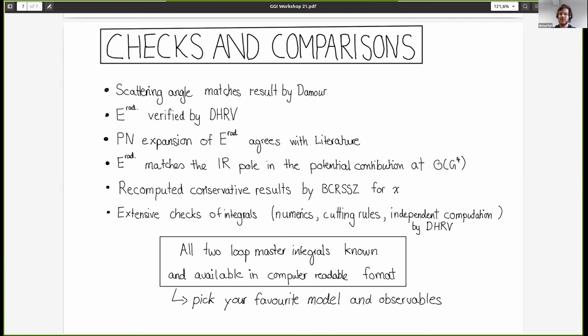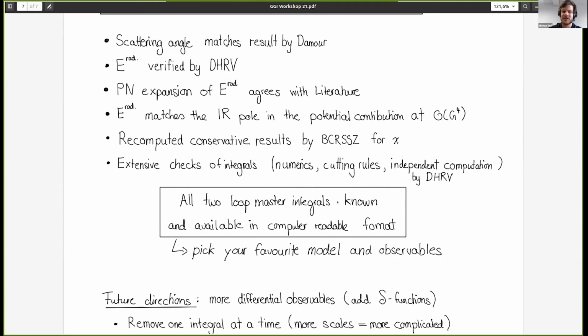Also, something that I think came up in some earlier talks is that we also recompute the fully conservative result. So in principle, there's nothing that stops you from restricting the KMOC setup to any given region. We restricted to the conservative setup, and we recomputed basically the conservative scattering angle. Of course, once you have the full radiative result, that's maybe not so much of a check.